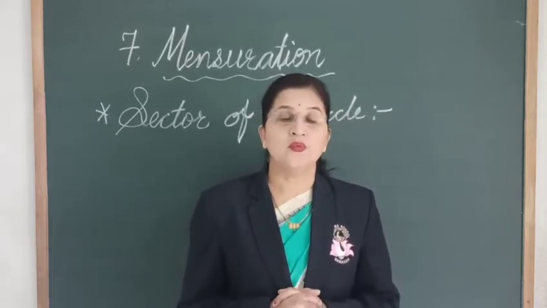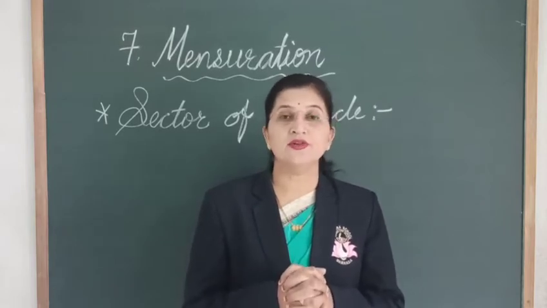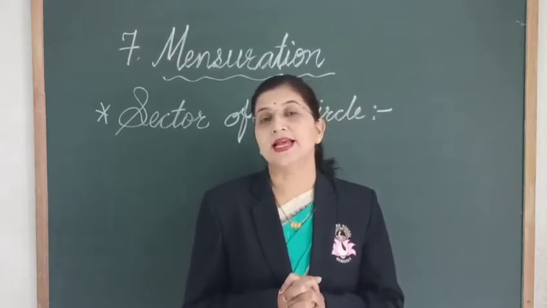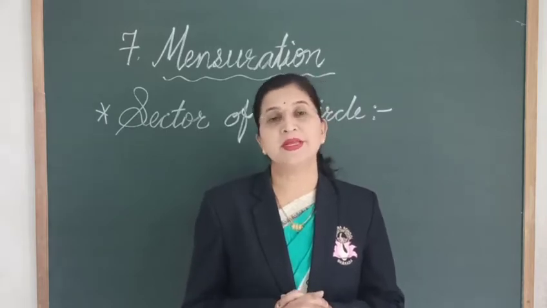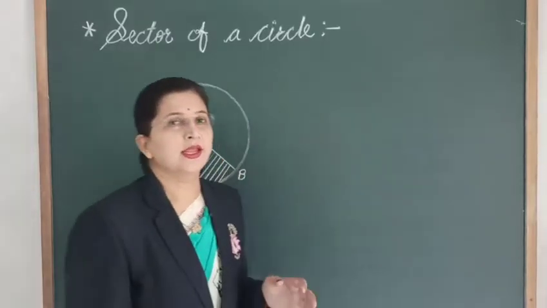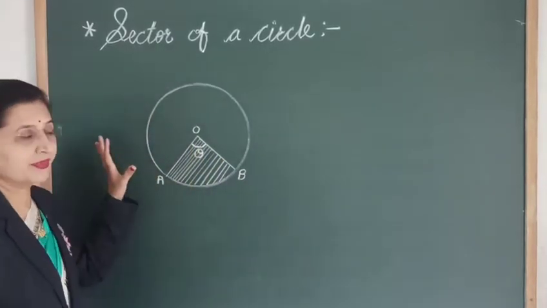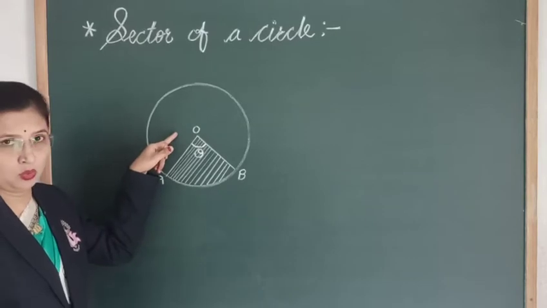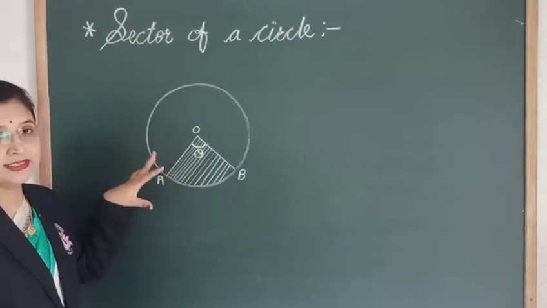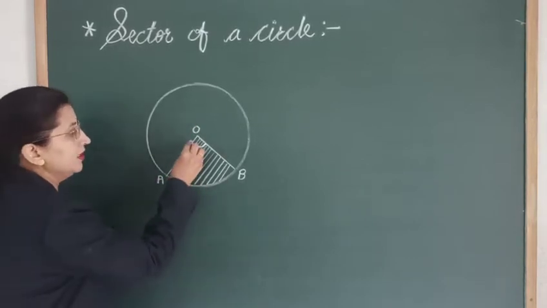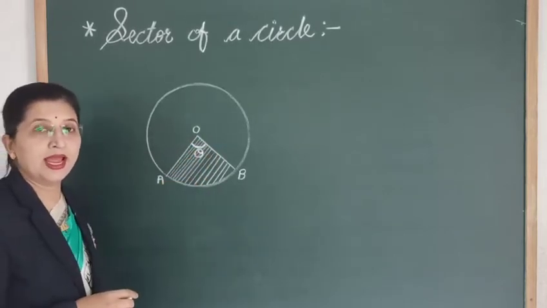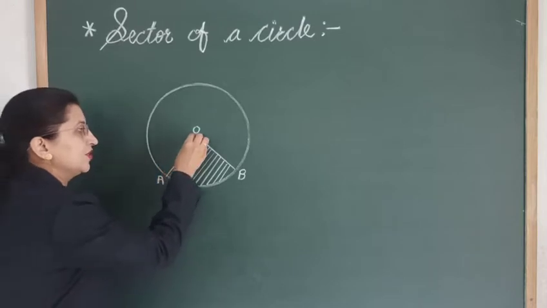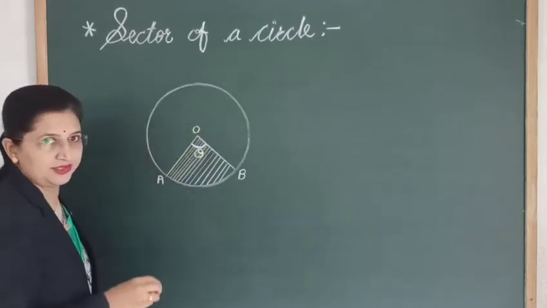In this video we are going to learn a new topic, that is sector of a circle. So let's learn what we mean by sector of a circle. Dear students, here you can see a figure, a circle with the center O. Now in this circle there is a central angle theta. Central angle is the angle whose vertex is the center of the circle. That is called the central angle.